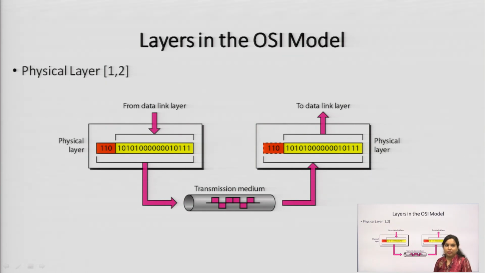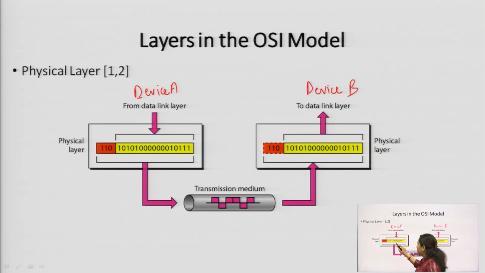These are the layers in the OSI model. First one is the physical layer. As you can see that physical layer is the first layer. It will receive the data from the data link layer. This is at the device A, or you can say this is at the transmitter side, this is at the device B. So, this is the physical layer.